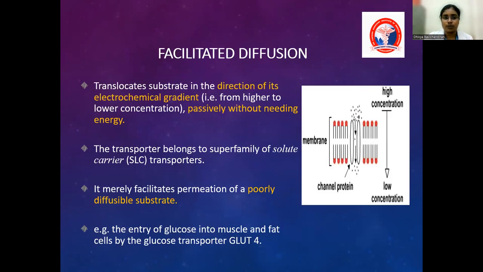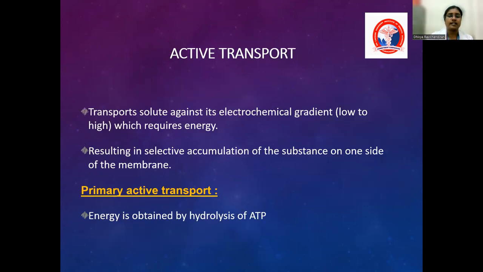Coming to facilitated transport. It translocates the substrate in the direction of its electrochemical gradient, that is from higher to lower concentration, passively without needing any energy. Here, the transporter belongs to the superfamily of solute carrier transporters. It merely facilitates permeation of poorly diffusible substrates. It helps the movement of less diffusible drugs. For example, the entry of glucose into muscle and fat by the glucose transporter GLUT4. Active transport.